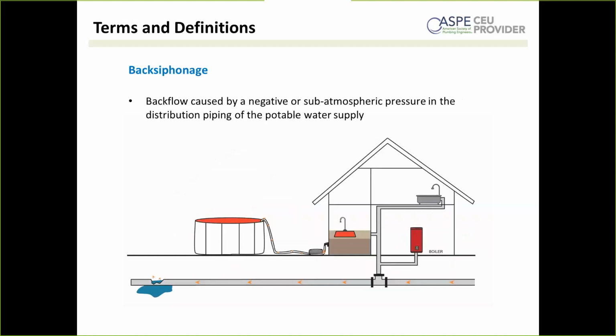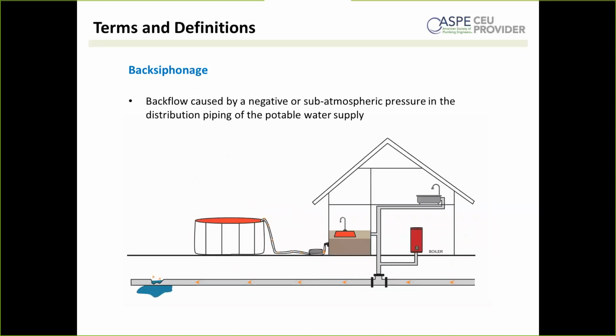Last couple terms, guys, before we get into the meat of this. Back siphonage. Back siphonage can occur when there is a negative or subatmospheric pressure at the supply side of a cross connection. These conditions typically occur due to something like a water main break or extremely high demand from stuff like firefighting operations. This results in a partial vacuum being drawn on the non-potable system.